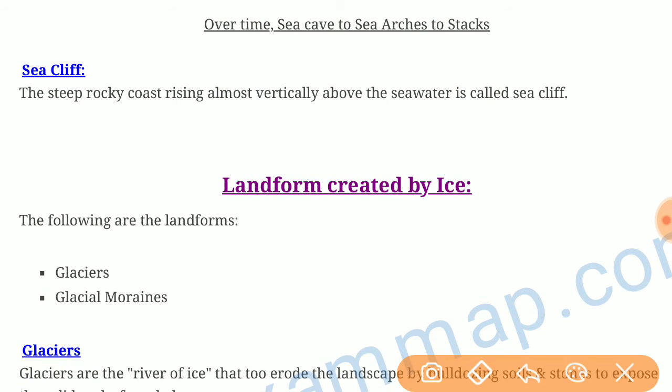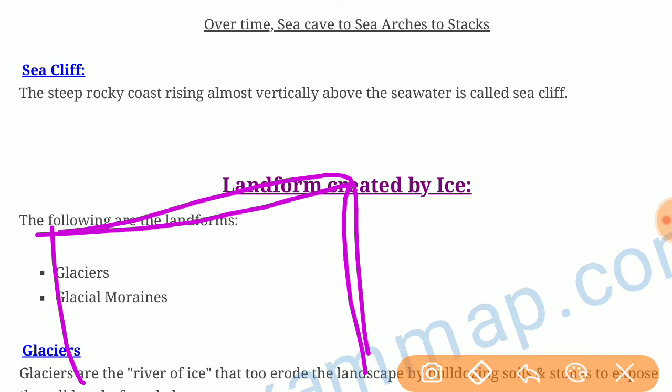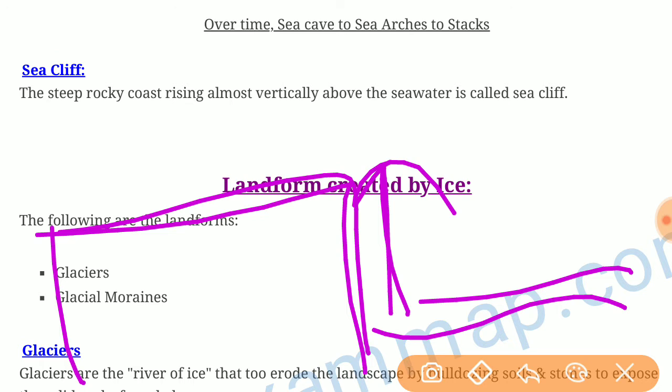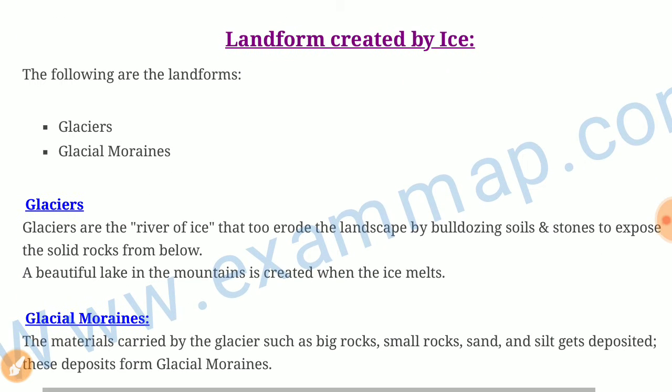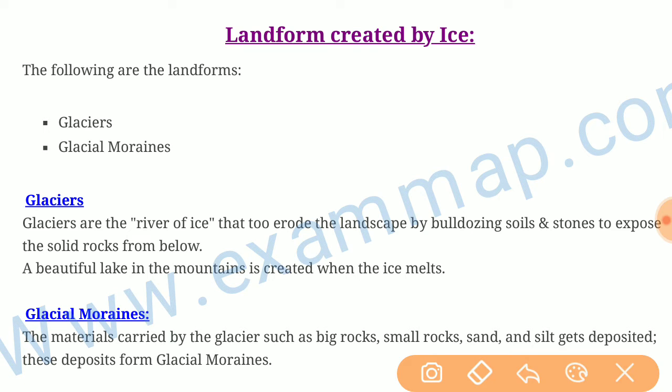Sea cliff: the steep rock coast rising almost vertically above the sea water is called a sea cliff. Landforms created by ice. First one is glacier, second one is glacial moraines.